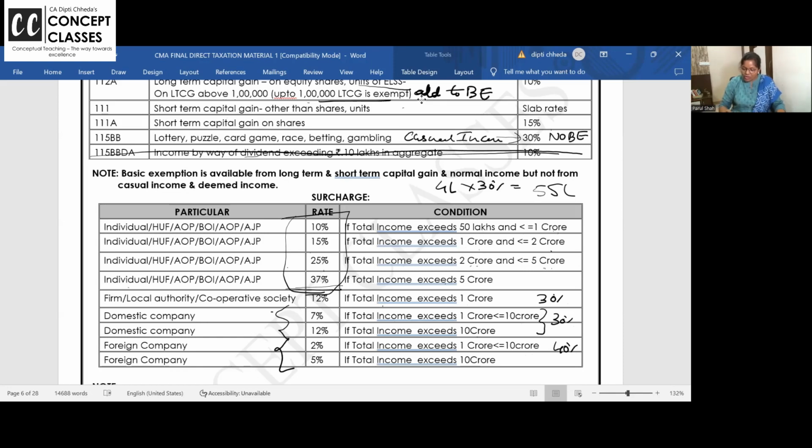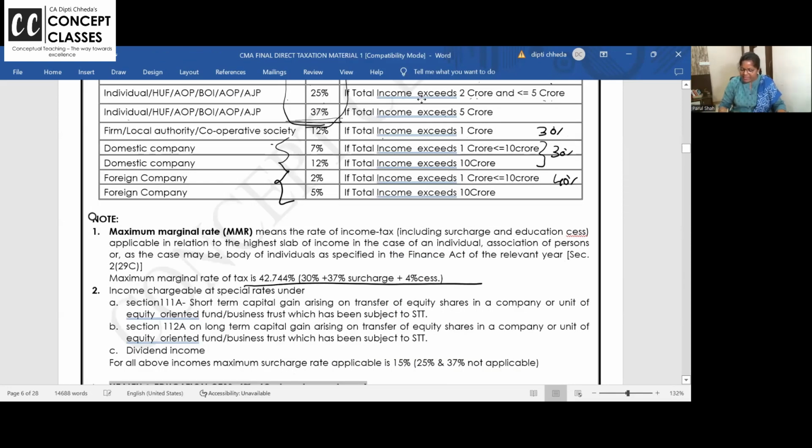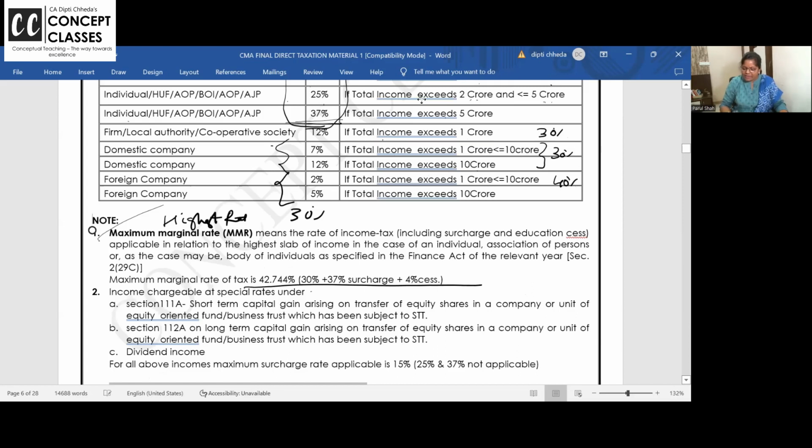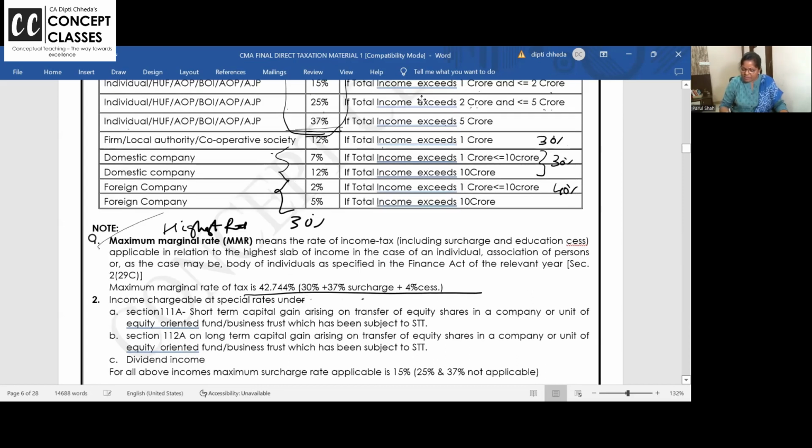Right. Now, a question which is a hot favourite in exams. When the government doesn't understand anything, they say pay the tax at maximum marginal rate. Maximum marginal rate is the highest rate of the tax. Ma'am, highest rate of tax is 30%. See, individuals are paying the highest tax at 30%. And what is the highest surcharge rate? 37%. And on tax plus surcharge, what is highest? Cess, 4%. So what is the maximum marginal rate? 42.744% tax you are paying to the government.